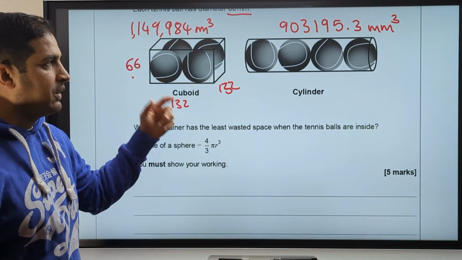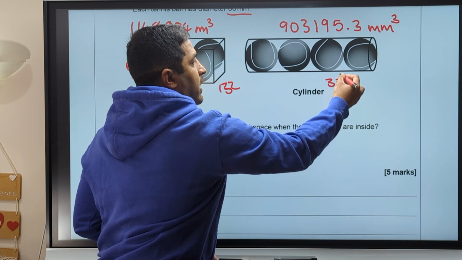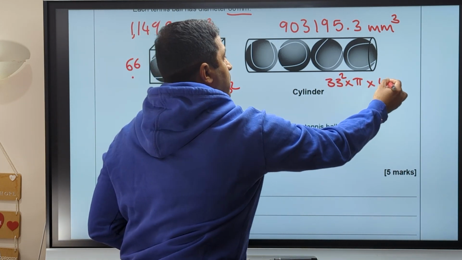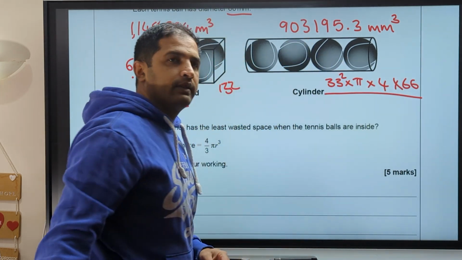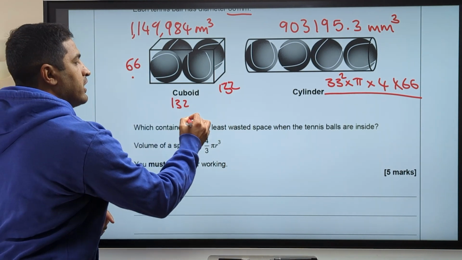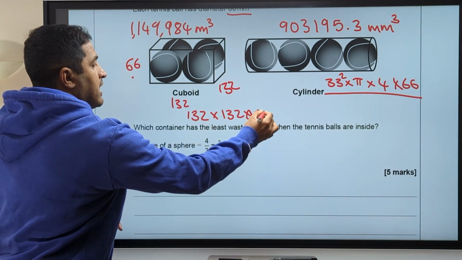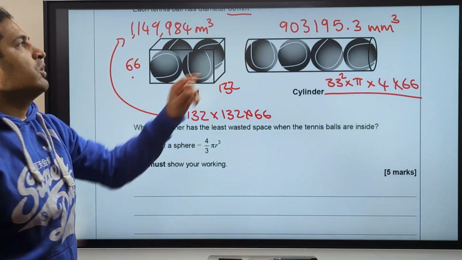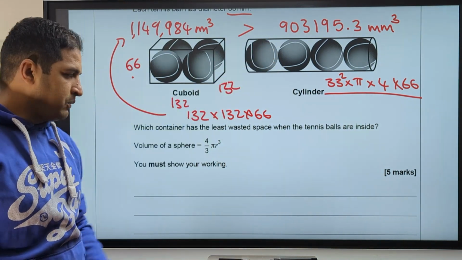You've done the working out already. Okay, we did here 33 squared multiplied by pi and multiplied by 4 lots of 66. Obviously here we did 132 times 132 times that 66, which gives you that answer here, in millimeter cubed. So that's smaller than this one, so obviously this one will have less space wasted.